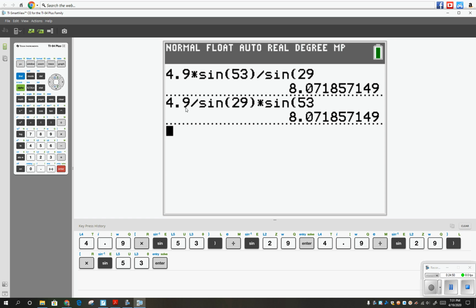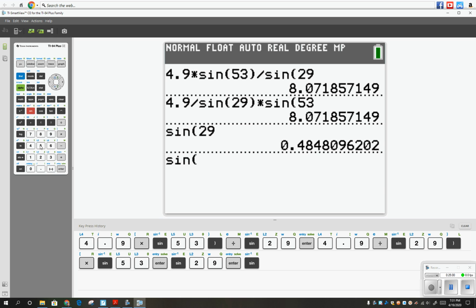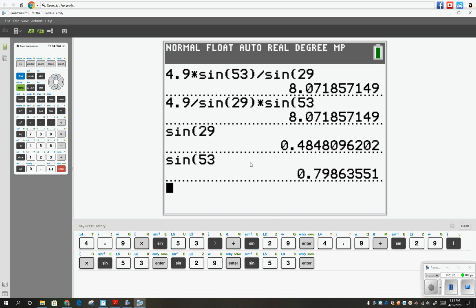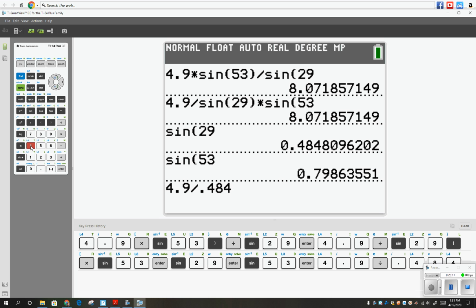Now notice here on this problem, before I go back, I typed in exactly. I did not round anything. I want to show you something. If I do sine of 29 and sine of 53, those are decimals, okay? 0.4848 and 0.7986. Well, what if I take 4.9 and instead of dividing by sine of 29, I divide by 0.484? That's 3 decimals. It ain't too horribly off, is it? And then I multiply that by sine of 53, which is 0.798.